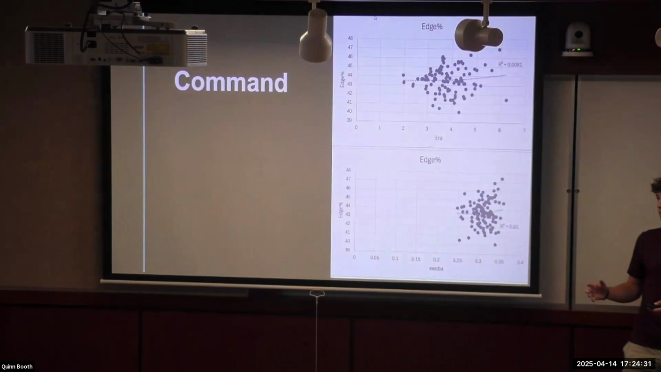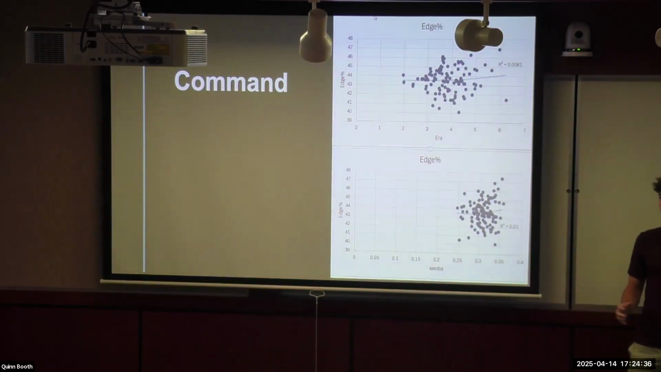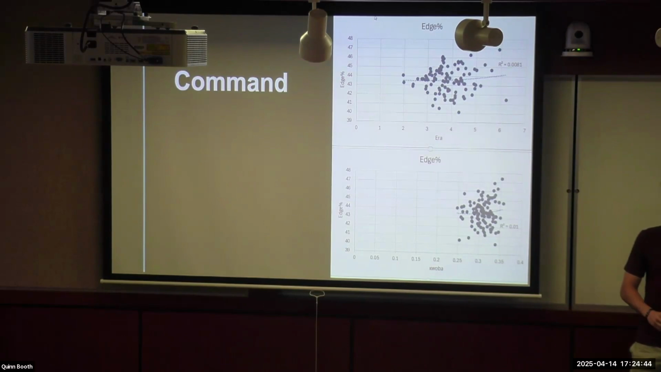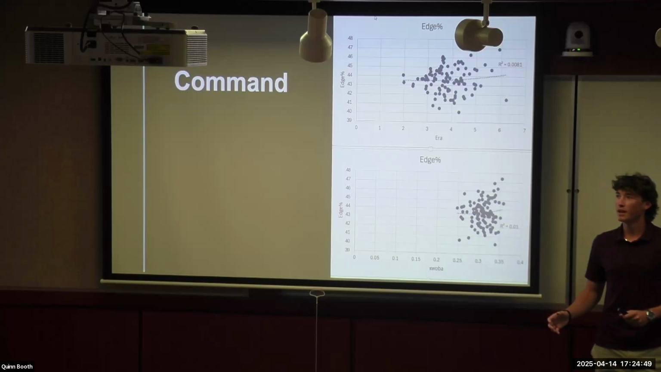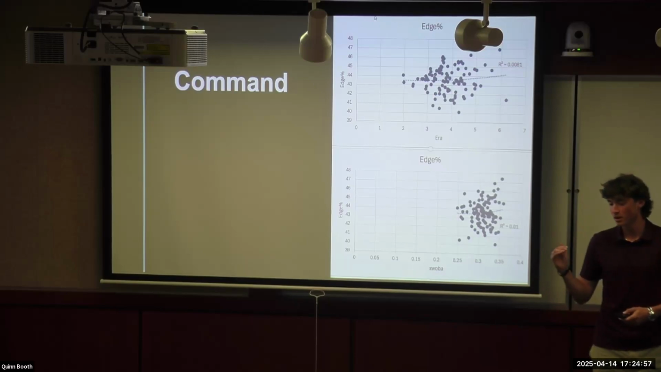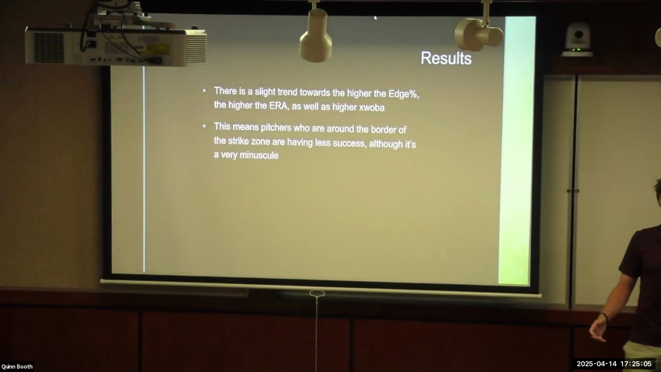And then when I compared command, edge percentage, to ERA and xWOBA, I was a little more intrigued. As a pitcher, I've always tried to hit the edge of the strike zone and pinpoint to get as far away from the hitter's barrel while still getting that strike call. Yet, over 2024 specifically, there was a relationship between higher edge percentage and higher ERA as well as xWOBA, although very slight, but significant. This was kind of intriguing to me. What were some of the factors going into this?